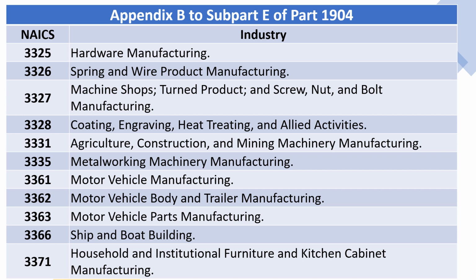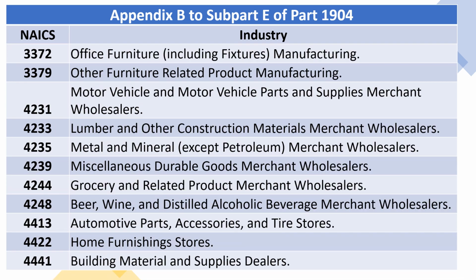3331. Agriculture, construction, and mining machinery manufacturing. 3335. Metalworking machinery manufacturing. 3361. Motor vehicle manufacturing. 3362. Motor vehicle body and trailer manufacturing. 3363. Motor vehicle parts manufacturing. 3366. Ship and boat building. 3371. Household and institutional furniture and kitchen cabinet manufacturing. 3372. Office furniture, including fixtures, manufacturing. 3379. Other furniture-related product manufacturing.